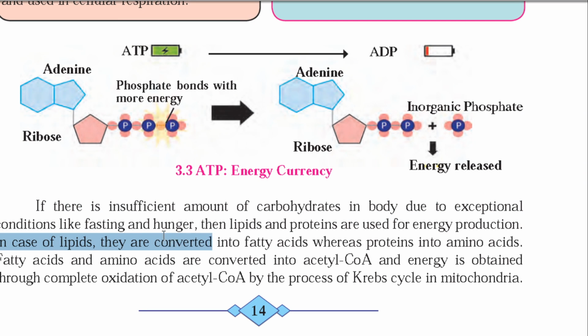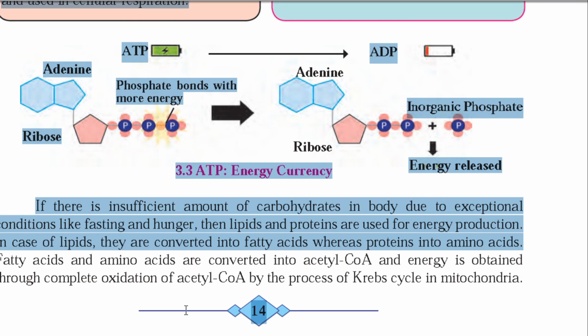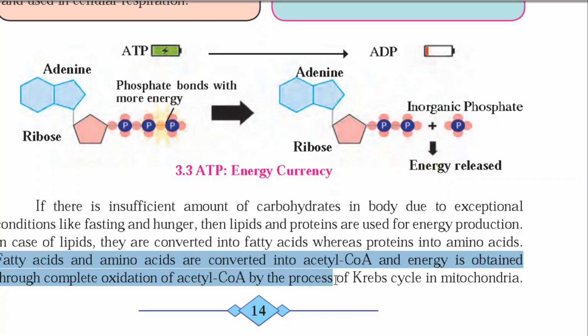In case of lipids, they are converted into fatty acids, whereas proteins into amino acids. लिपिडचं कन्वर्जन होतं फॅटी ॲसिडमध्ये आणि प्रोटीनचं होतं ॲमिनो ॲसिड. And then these fatty acids and amino acids convert into acetyl coenzyme A, and energy is obtained through complete oxidation of acetyl coenzyme A by the process of Krebs cycle in the mitochondria.